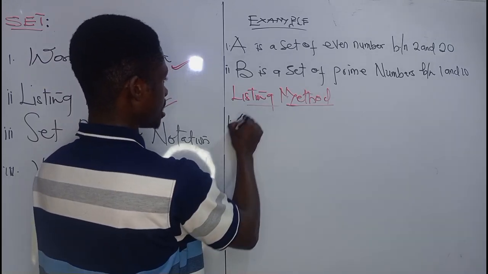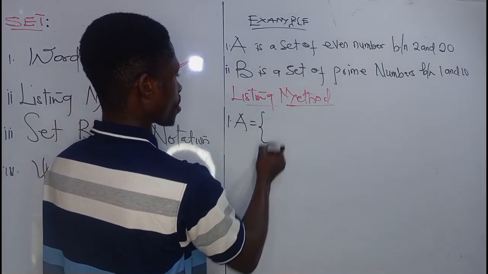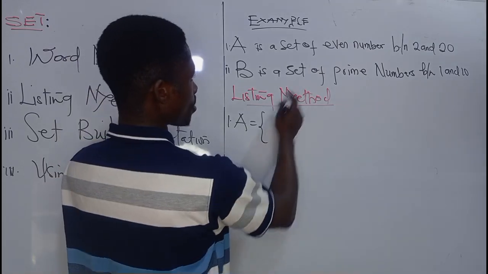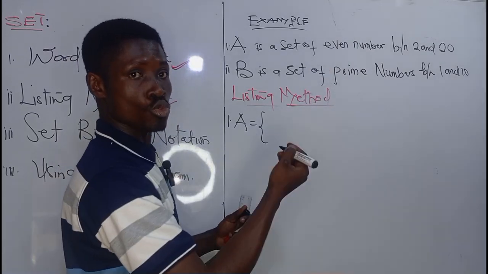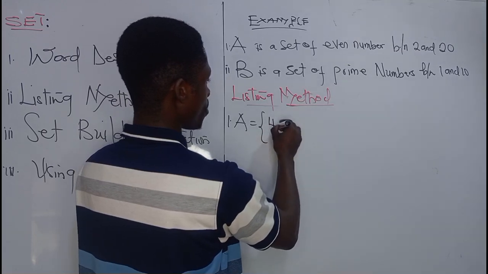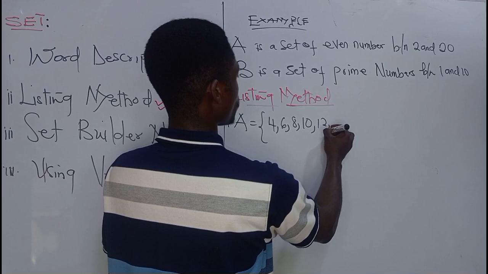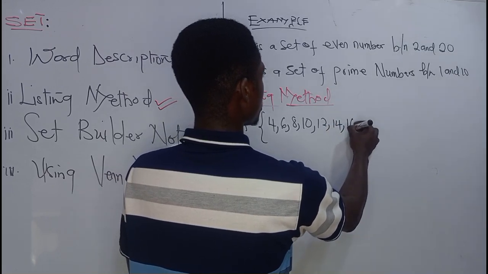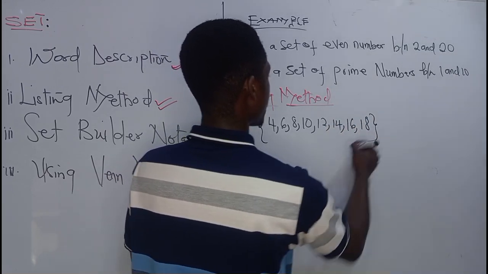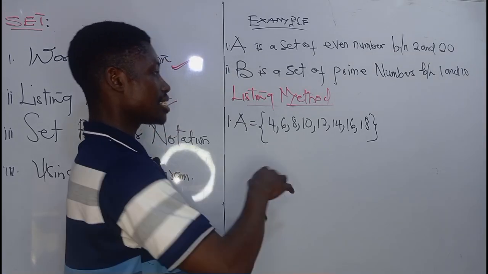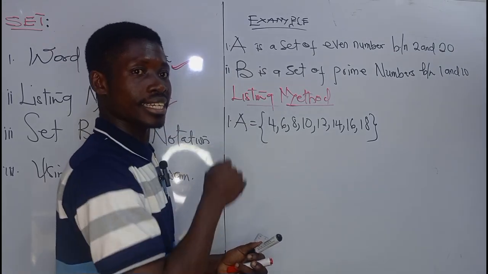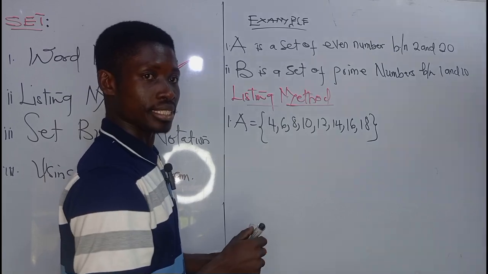So we can say that A, we are talking about even numbers between 2 and 20. So we have 4, 6, 8, 10, 12, 14, 16, and then 18. So we have listed the elements within the set. That is under the listing method.